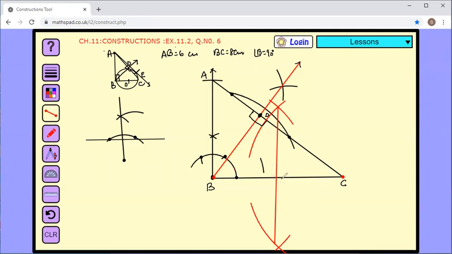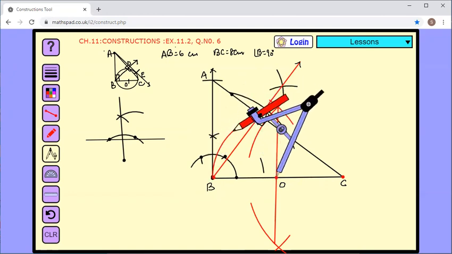So here I'll be writing O and then I'll lift my compass and put it on O, take the radius equal to OB and draw a circle. This circle will definitely pass through B, C and D, all the 3 points.